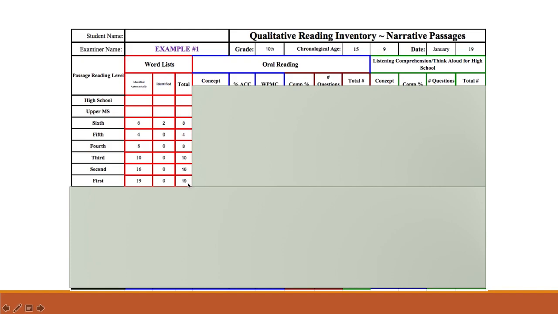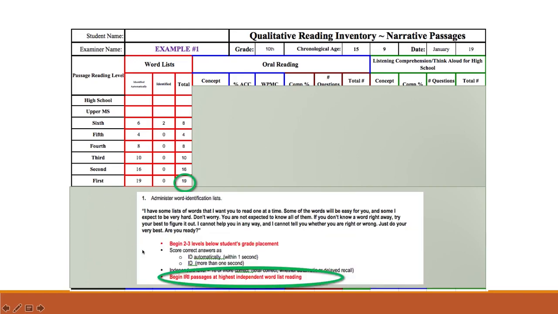Eventually, the student reaches an independent level right here and gets 19 out of 20 correct. That's at the 1st grade level. Notice it says begin IRI at the highest independent level. IRI simply means informal reading inventory, which is what the QRI is. And where would you begin the passage?